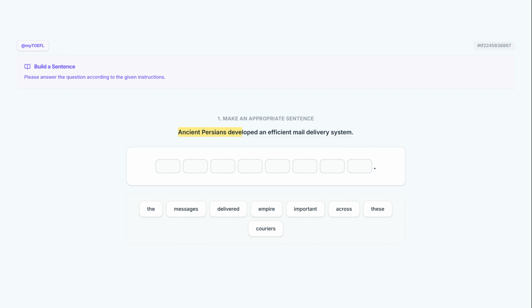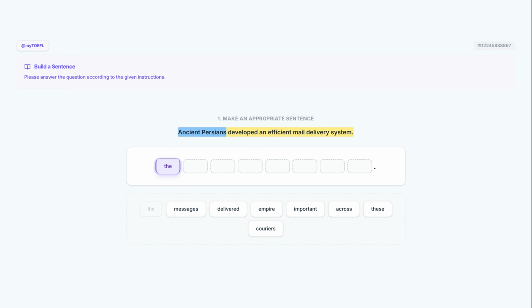Ancient Persians developed an efficient mail delivery system. This sentence describes how ancient Persians created a functional postal network. We should look for a following sentence that identifies the specific people or actions that made this system work. Now, let's arrange our scrambled words to form the correct sentence.